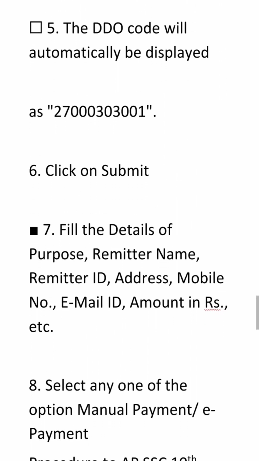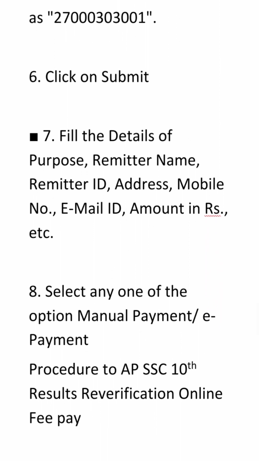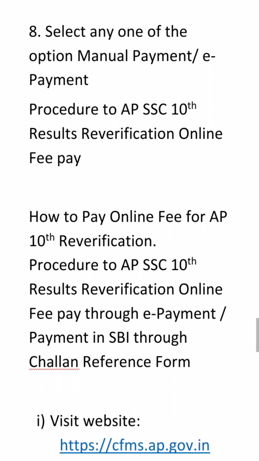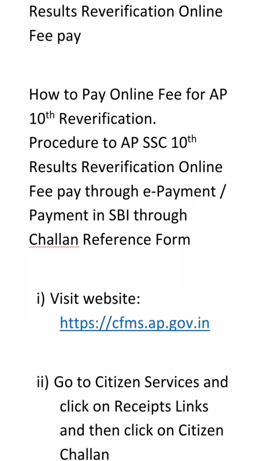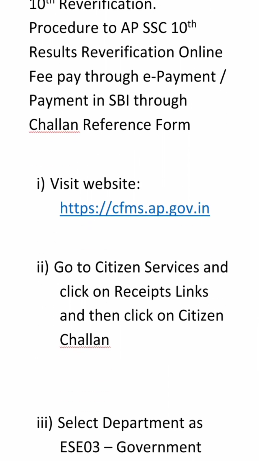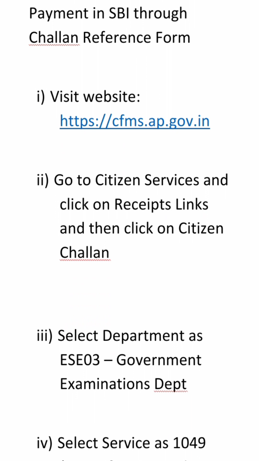Seventh, fill the details of purpose, remitter name, remitter ID, address, mobile number, email ID, amount in rupees. Select any one of the options, manual payment or e-payment. Procedure to pay AP SSC 10th results re-verification fee online. How to pay the fee online? First of all, pay the fee through e-payment or payment in SBI through Chalana reference form. This is the process.